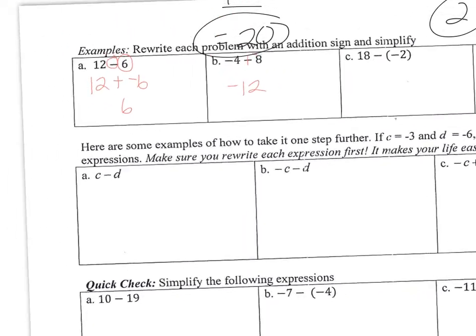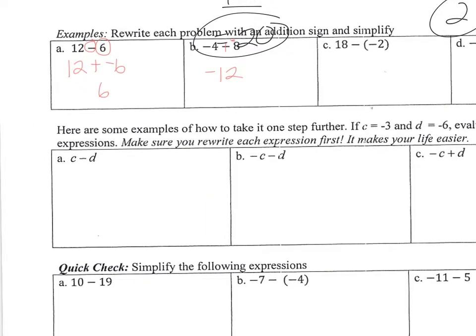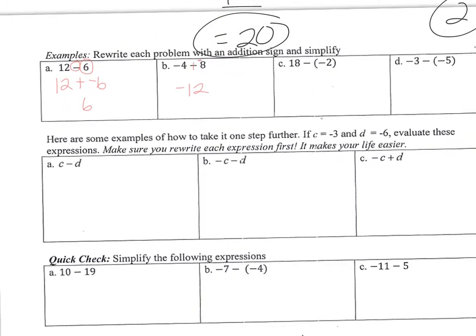So down here, evaluating, so you're going to evaluate. Evaluate means to plug these numbers in. And when you're plugging in negatives, as a rule of thumb, I always put them in parentheses. So you can rewrite the expression if there's a lot of negatives. I really don't think there's a lot of negatives for this, so I'm just going to do C, which is negative 3, minus D, which is negative 6.